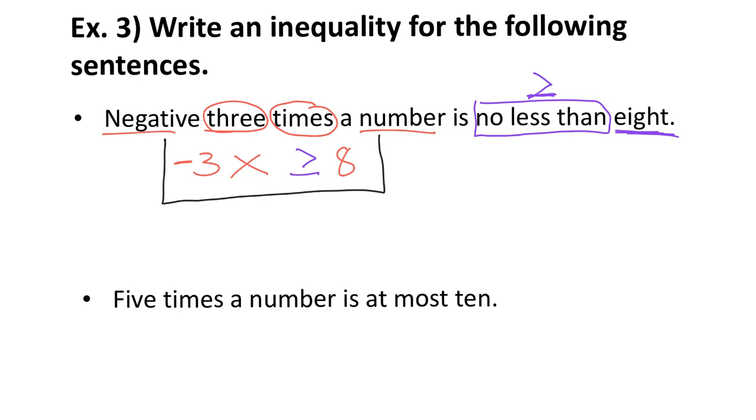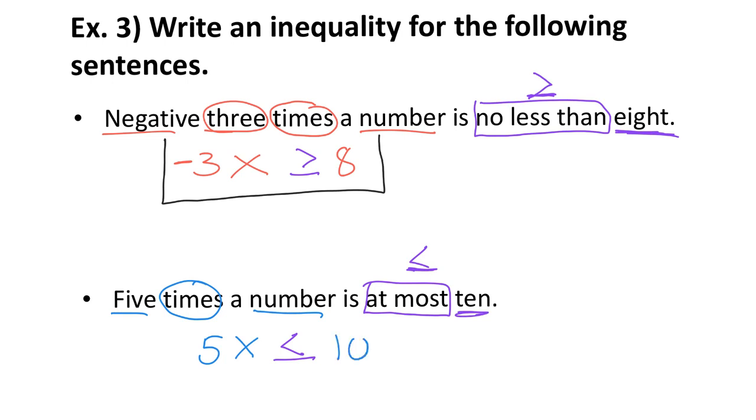Now let's try the next one. The next one says 5 times a number. So I'm going to have 5x is at most. So we have to understand what is at most. So at most means less than or equal to, and we have a 10. So I'm going to put less than or equal to and 10 right here. So like I said, guys, I'm not going to solve the inequality. You guys can do that, but that is the inequality from a sentence. 5 times a number is at most 10 is translated to an inequality. 5x is less than or equal to 10.